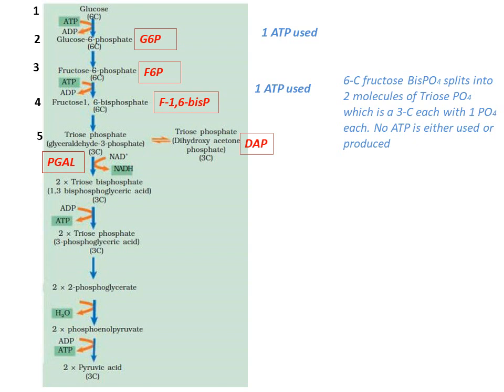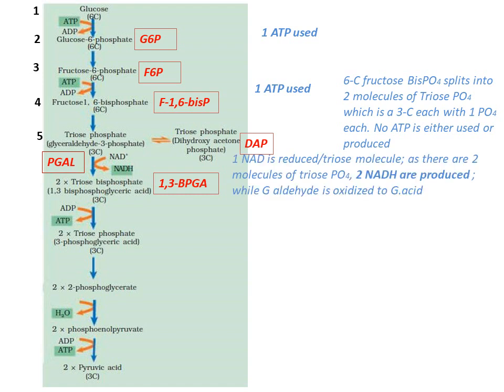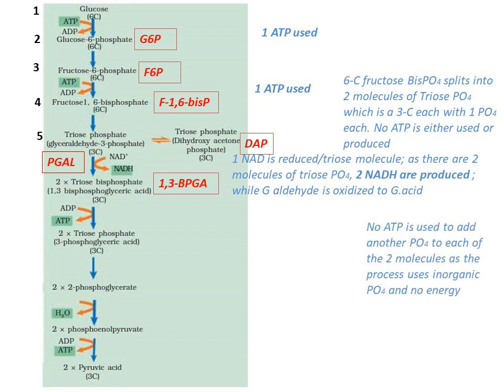The next step, the triose sugars, 3-carbon sugars, they lose hydrogen, hence NADH is produced and they turn into 1,3-bisphosphoglyceric acid each. So 2 molecules of 1,3-bisphosphoglyceric acid. The phosphate required at this stage is simply inorganic phosphate which is picked up from the cytoplasm and does not require any energy. So no ATP is used. And 1 NAD is reduced to NADH. So 2 NADH were produced because there are 2 molecules of triose phosphate per molecule of glucose.